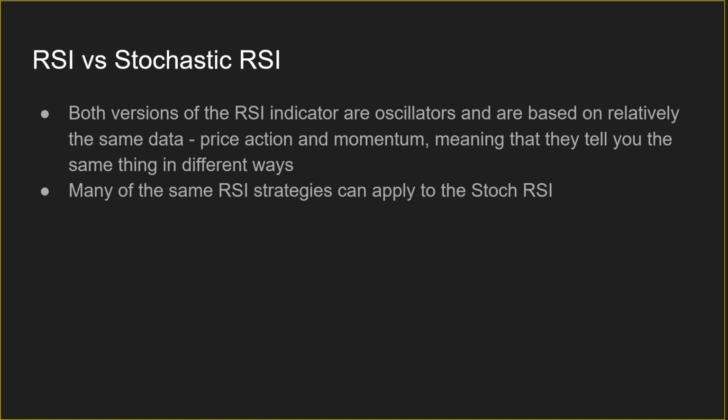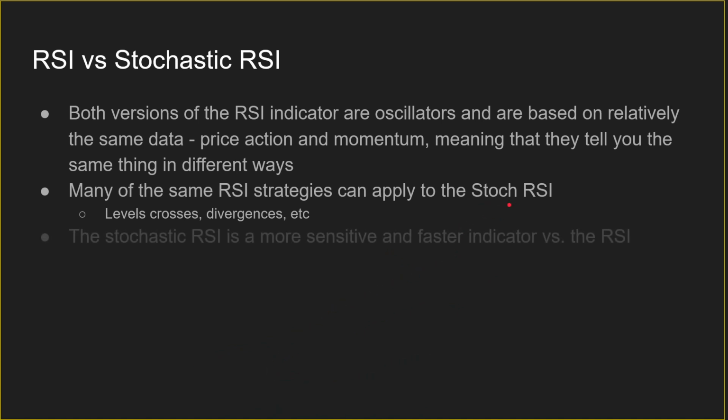Now, many of these same RSI strategies that we spoke about before, divergence trading, RSI crosses through different condition levels, these can apply to the stochastic RSI as well. Level crosses, divergences, general trends, right? If the RSI is trending in a certain direction and maybe a breach through that trend, the same thing can apply to the stochastic RSI.